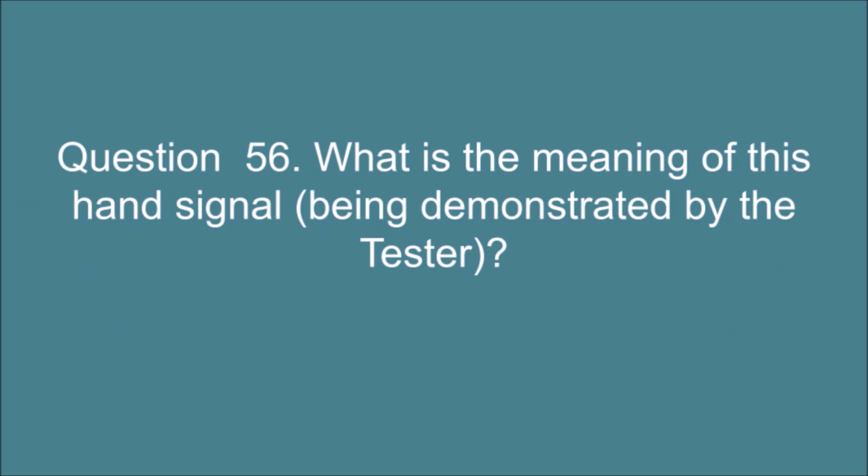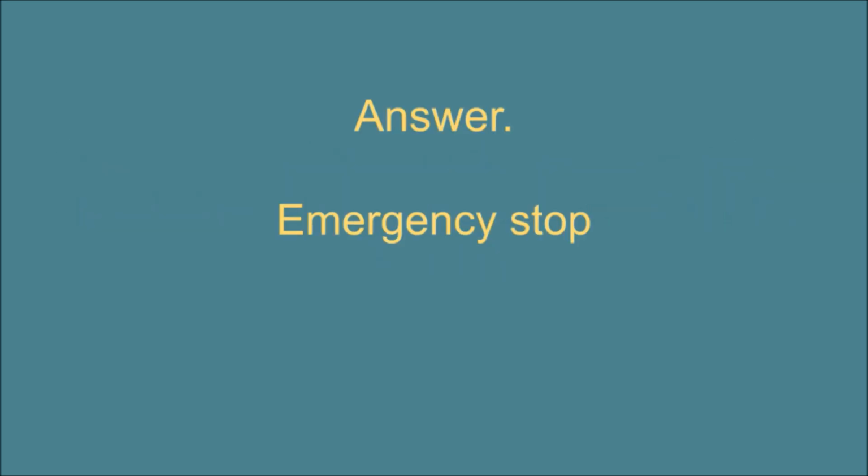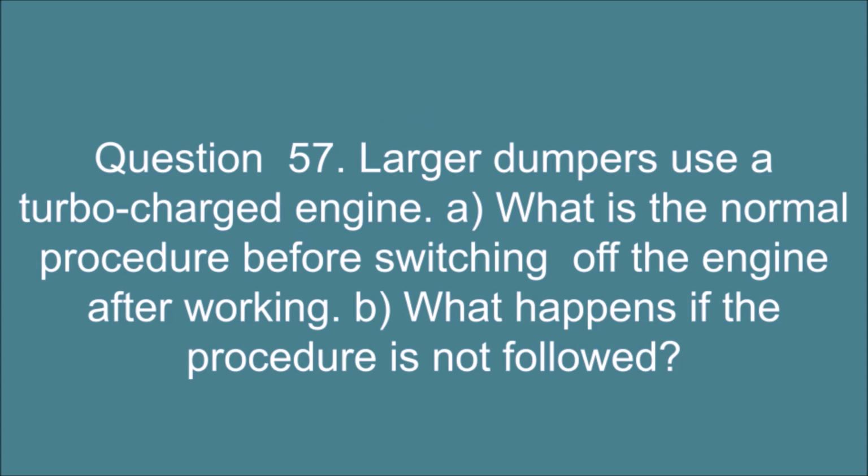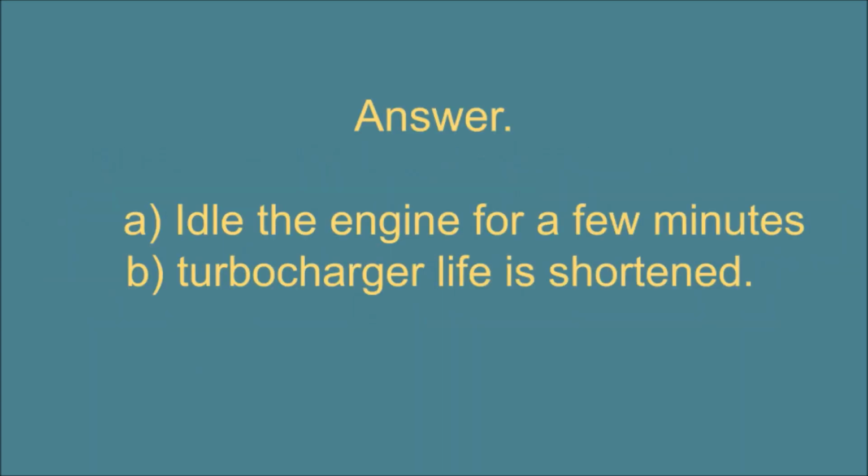Question 56. What is the meaning of this hand signal, being demonstrated by the tester? Answer: emergency stop. Question 57. Larger dumpers use a turbocharged engine. A. What is the normal procedure before switching off the engine after working? B. What happens if the procedure is not followed? Answer: A. Idle the engine for a few minutes. B. Turbocharger life is shortened.